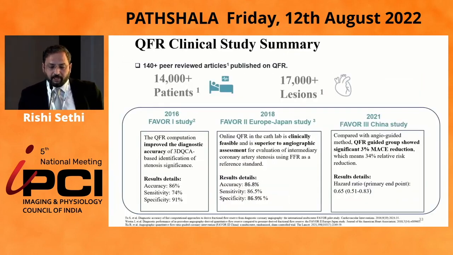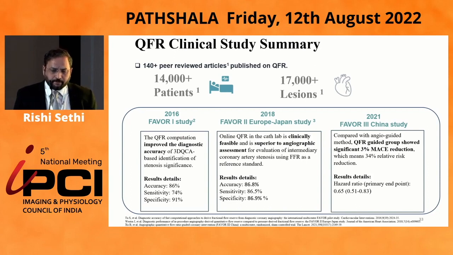The QFR values have been proved in the FAVOR 1 study in 2016 and the FAVOR 2 study in 2018. They have been shown to be correlatable to FFR values, and in the FAVOR 3 China study, we have found that there is a lesser MACE rate when QFR was used.